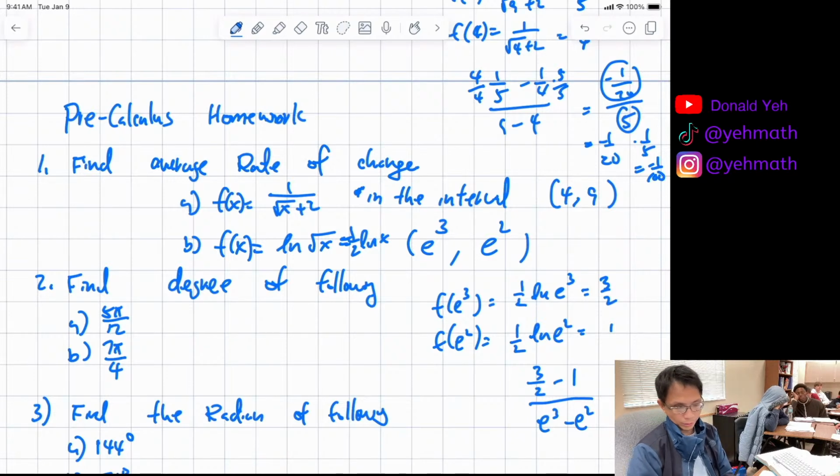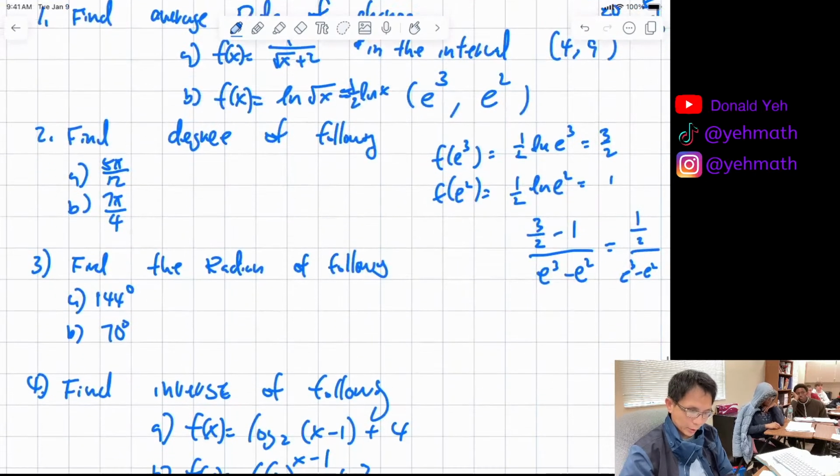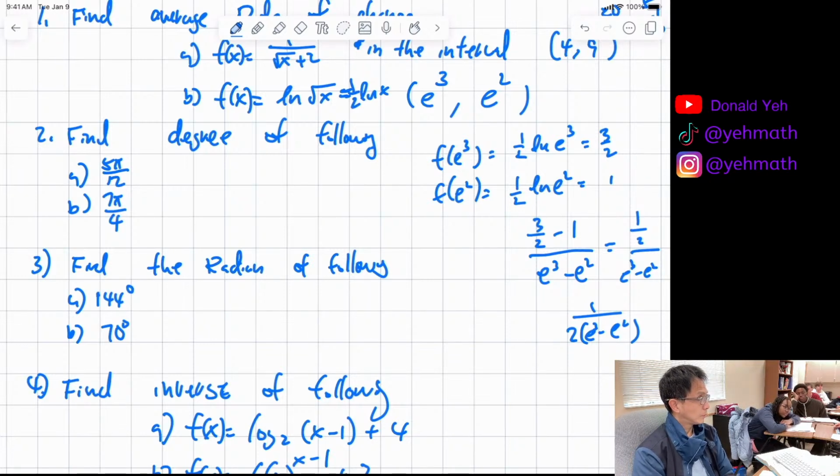Well, if you don't convert it, you're going to get the same answer, but converting it will be a lot easier. So that is going to be 1/2 over e to the 3rd minus e squared. I don't know how many of you got this right. You need to be able to do simple algebra. Did anybody convert this?